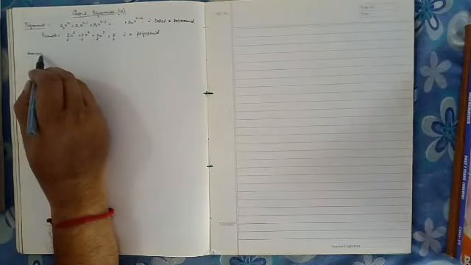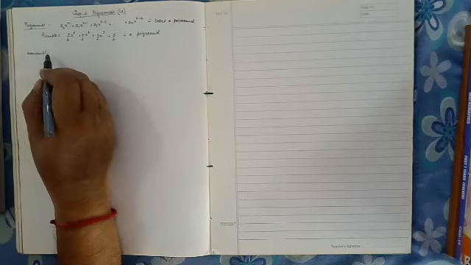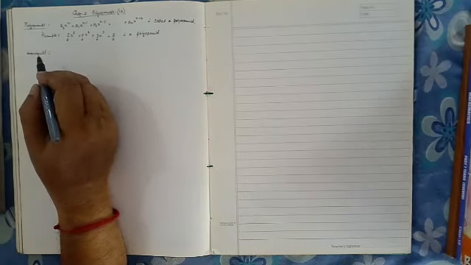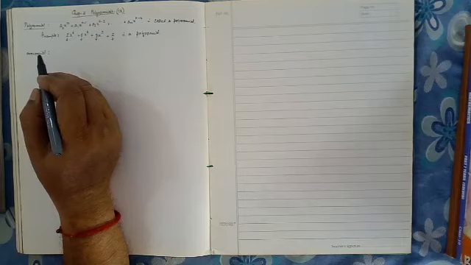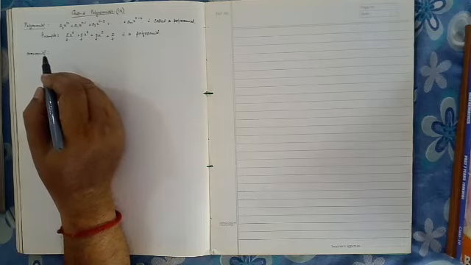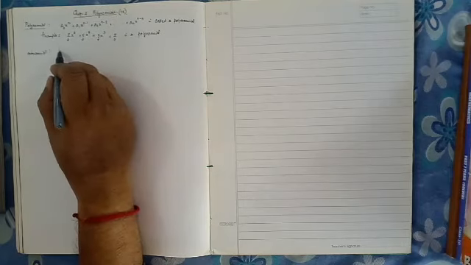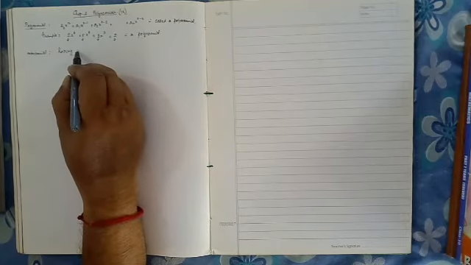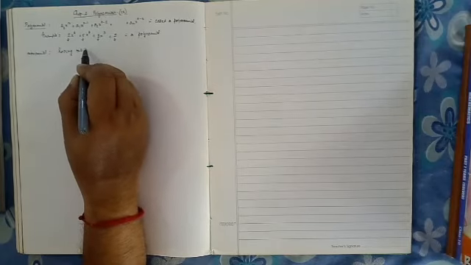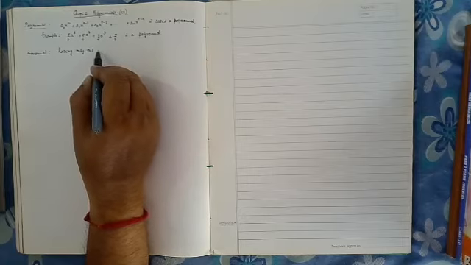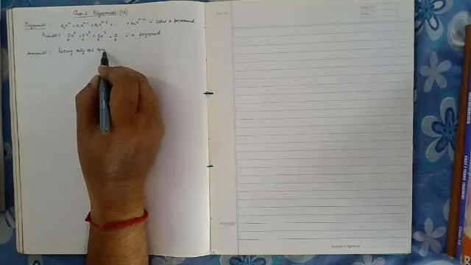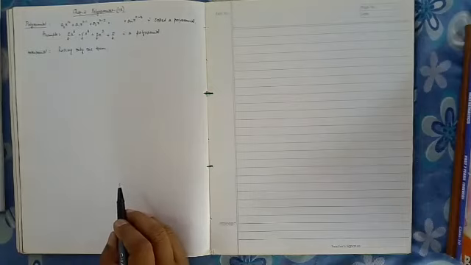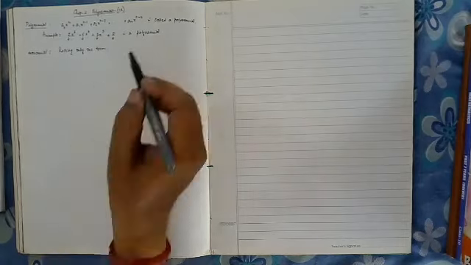Now polynomials are of many types, like monomial. Mono means single. So a monomial is a polynomial having only one term.